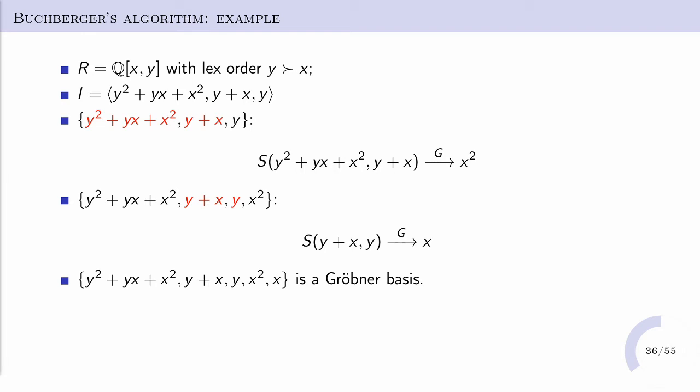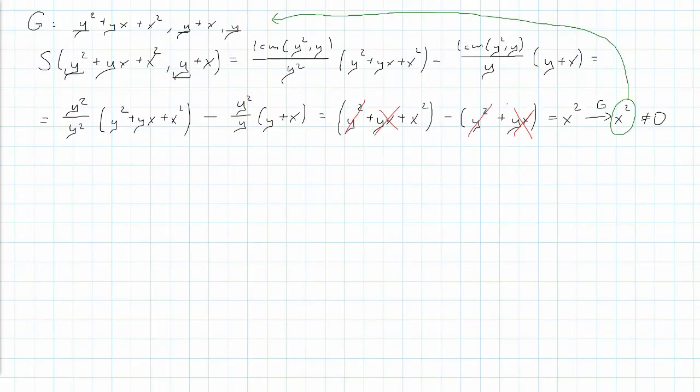Before we proceed any further, let me explain this example once again, but now from the point of view of polynomial systems. What happens here for the system of polynomial equations? We started with a system of polynomial equations of the form y squared plus yx plus x squared equals 0, y plus x equals 0, and y equals 0. This is our original system of polynomial equations.